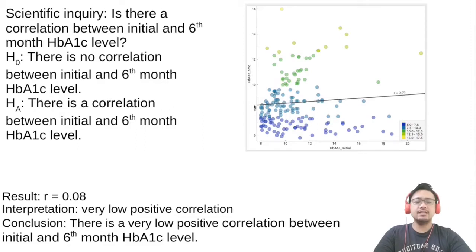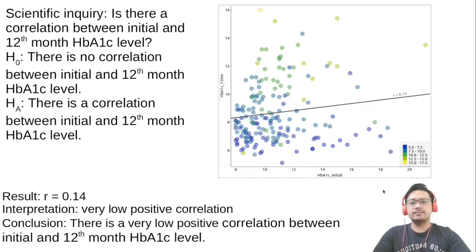This is our regression line, and the Pearson coefficient is at 0.08. It means that there is a very low positive correlation. We can conclude that there is a very low positive correlation between initial and 6-month HbA1c level.